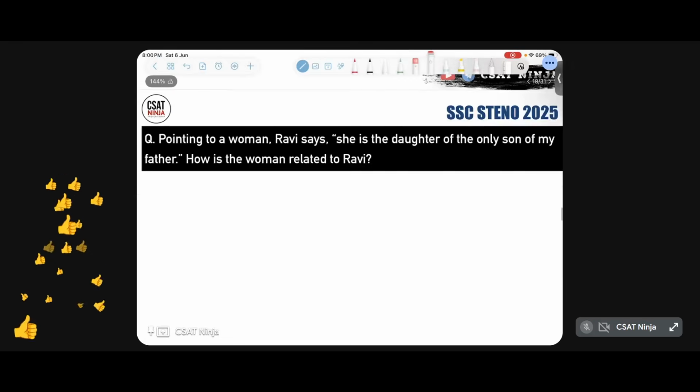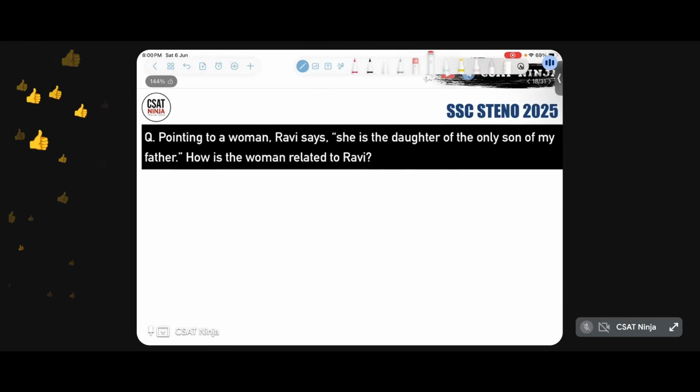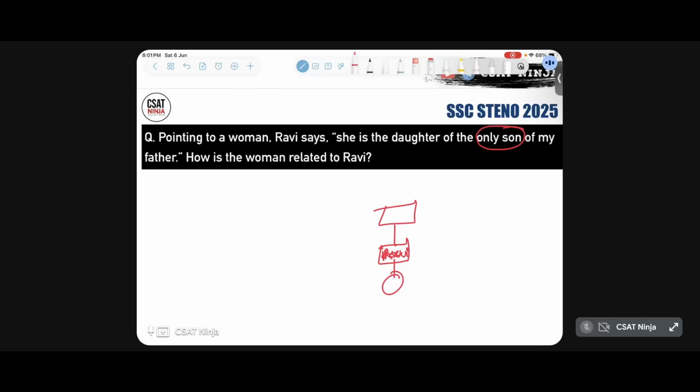Next one. It's a question from Steno, SSC Steno 2025. Here the question says, pointing to a woman, Ravi says, she is the daughter of the only son of my father. Only son there. She is the daughter of the only son of my father. So which means that she is the daughter of the only son means this is me, or this is Ravi, only son of my father. Very simple. Every time, whenever you see only statement, you can assume it this way.